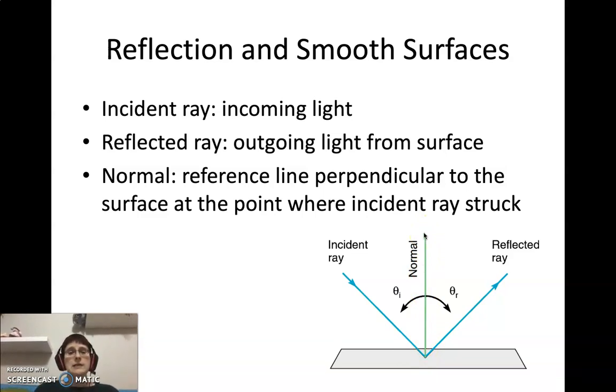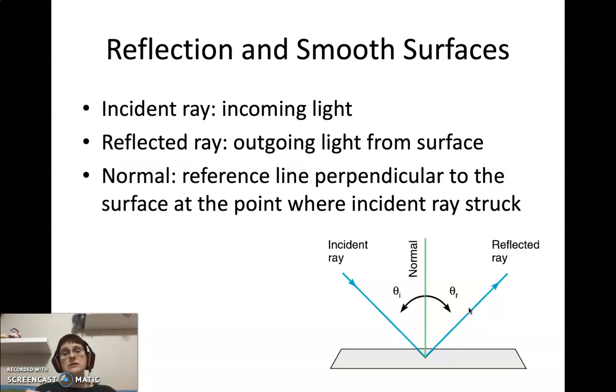So why is that important? Well, the thing is that we can measure the angle between the incident ray and the normal and the reflected ray, and with smooth surfaces and reflection, those angles are always going to be the same. So if the angle between the incident ray and the normal ray is 20 degrees, the angle between the normal ray and the reflected ray is also going to be 20 degrees, because that's how reflection is always going to work with a smooth surface.